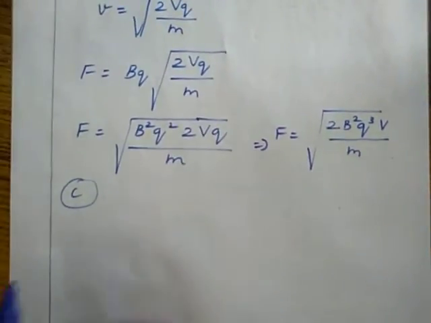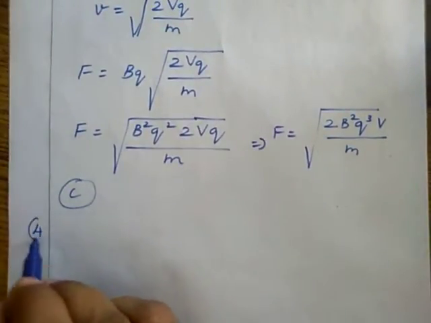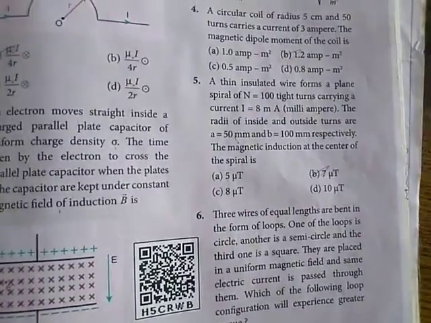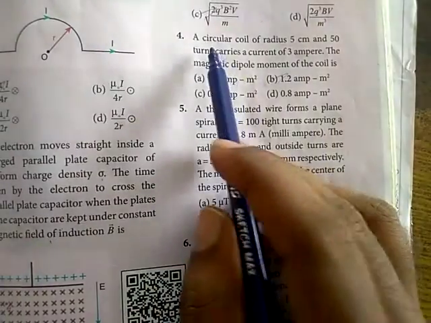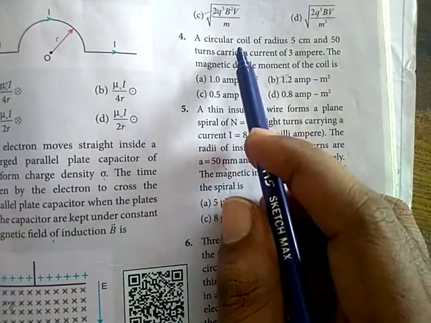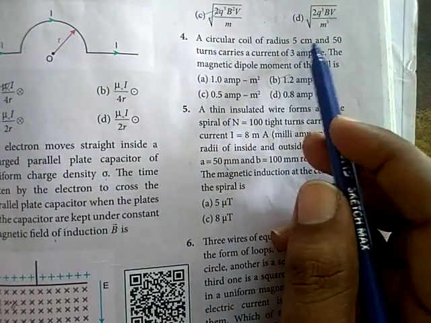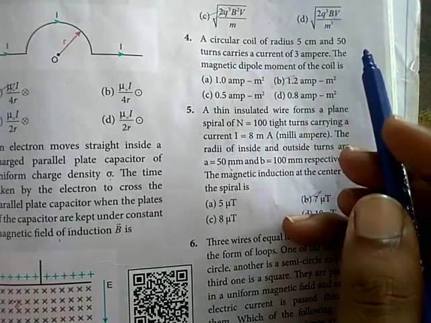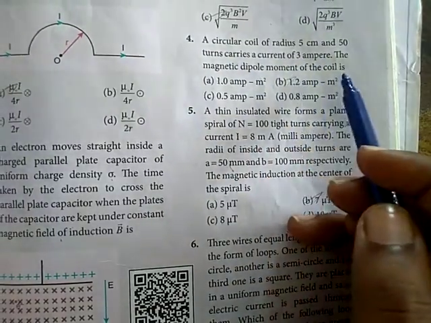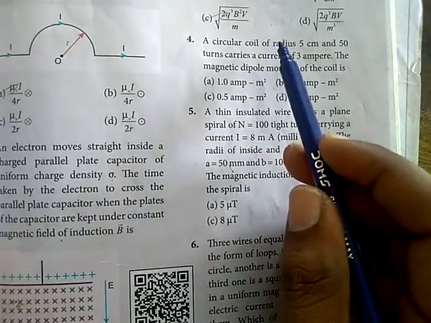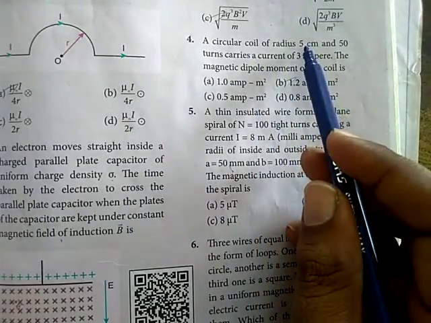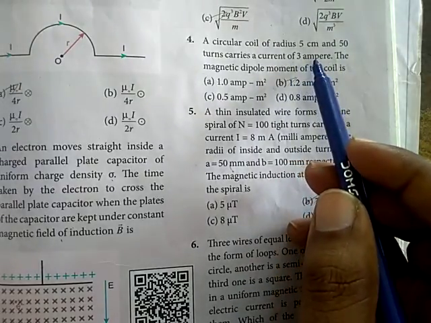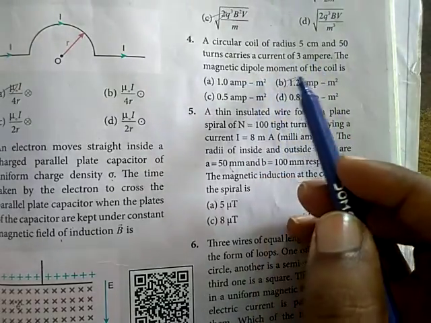Then let me go for question number 4. That is also an easy one. Let me see. A circular coil of radius 5 cm and 50 turns carries a current of 3 ampere. The magnetic dipole moment of the coil is. Here they have given a circular coil having the radius 5 cm and 50 turns. It carries a current of 3 ampere. They are asking the magnetic dipole moment of the coil.